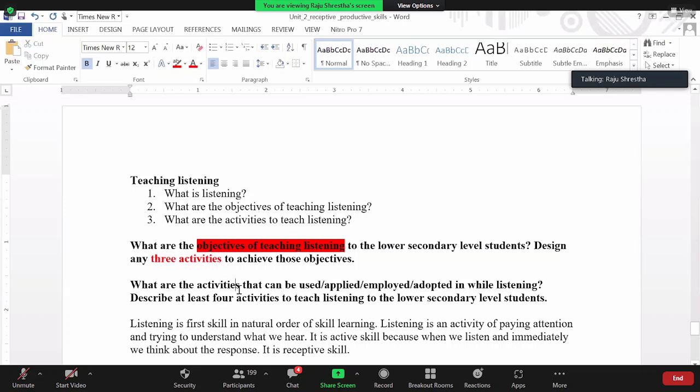Second question ma what are the activities that can be used in while listening stage. While listening को activity भन्नाले यहाँ के बुझिन्छ हामीले?